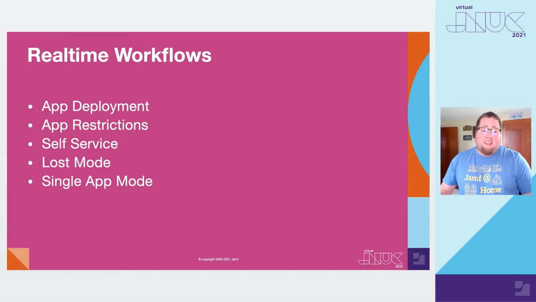Thanks, Kyle. What we're going to be looking at the next few minutes are some real-time workflows regarding app deployment, app restrictions, and utilizing the Jamf Self Service application to make resources and applications available to your users. There's also a really nifty feature called Lost Mode, which is going to help us in the event that we have an iOS device go missing, being able to lock that device down and gain control of that device back. And then finally, we're going to wrap things up with single app mode.